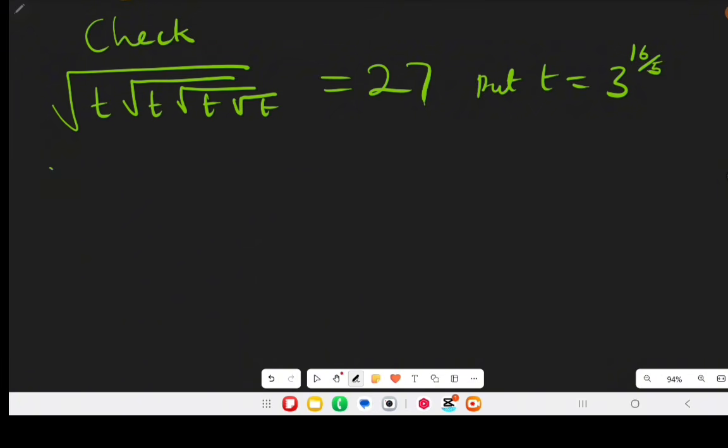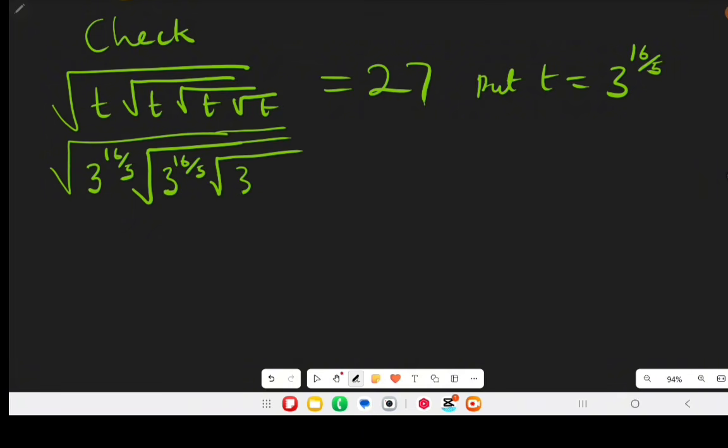So what we have is root of 3 raised to the power of 16 over 5, root of 3 raised to the power of 16 over 5, root of 3 raised to the power of 16 over 5, and final root of 3 raised to the power of 16 all over 5. Will it give us 27? Let's check. Just stay tuned. I know it will take time, but we have to have patience. Patience is the key to success.